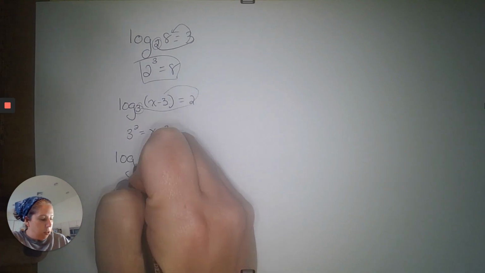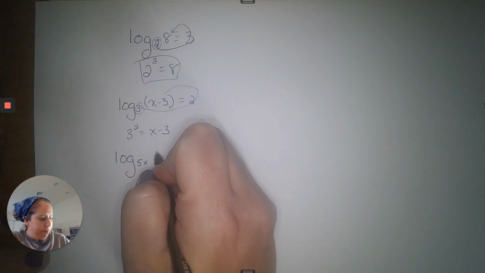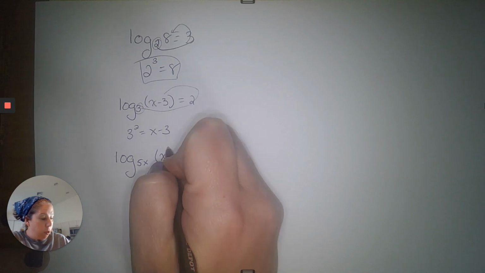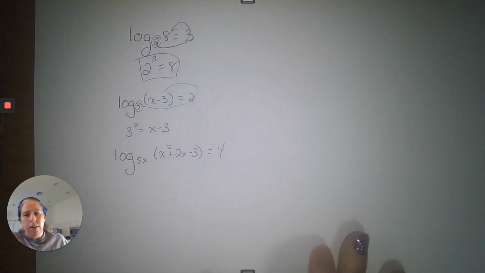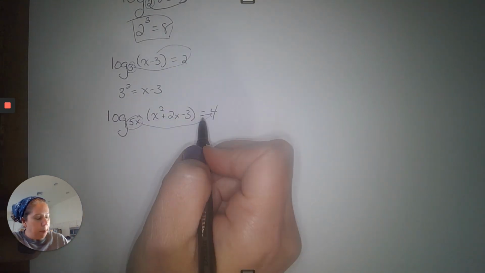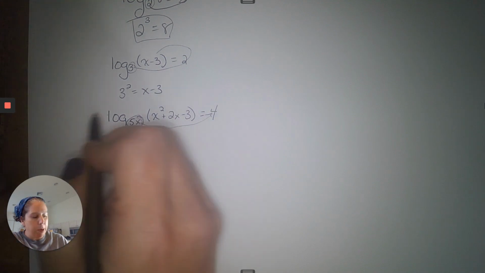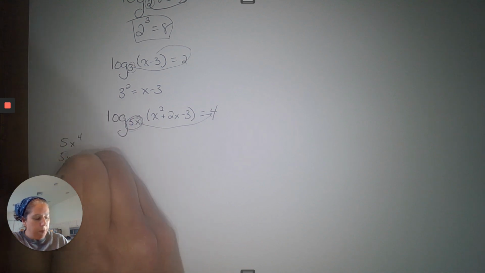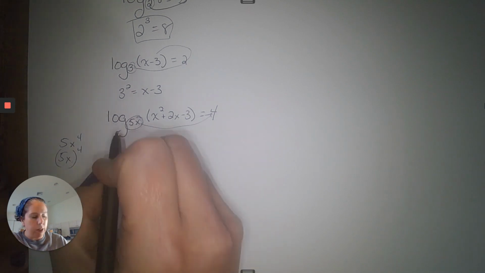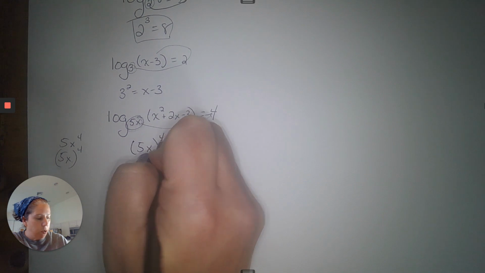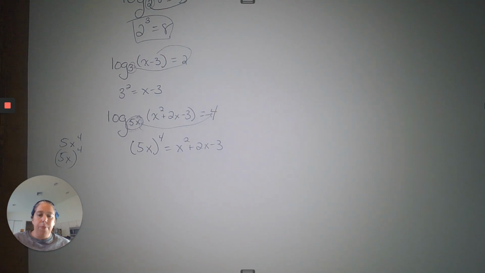So if I give you something like this, log base 5x of x squared plus 2x minus 3 equals 4. Okay, so it's this to that power. Now, I'm going to show you this on Delta Math. I got one set up so you can see it. This is 2 variables, right? Remember, there's a difference between 5 times x to the 4th and 5x, the whole thing, to the 4th. So we want this whole thing to the 4th power, so you're going to have to put it in parentheses. So it's going to be parentheses 5x to the 4th, equals x squared plus 2x minus 3.